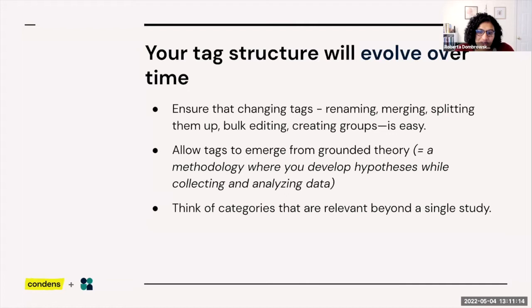You also want to look at the tags that start to emerge from grounded theory. For those unfamiliar with grounded theory, it's a research methodology where you develop your hypothesis while you're actually collecting and analyzing data. So as you're going through, you're building your taxonomy, you can start to create new tags. New tags will emerge from the data, from the hypotheses that you uncover over time from the information.